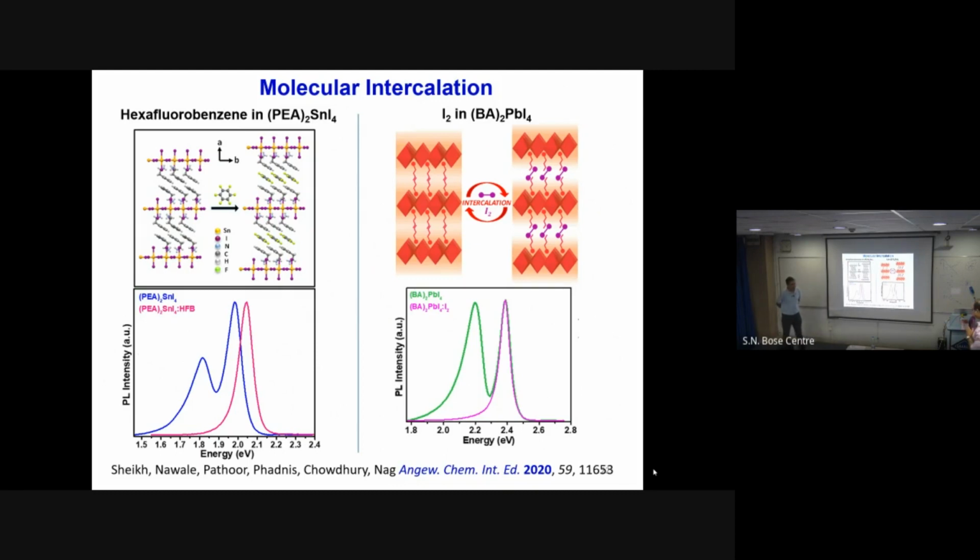Just a question: has anyone tried any other halide, apart from iodide? We ourselves have also studied chloride and bromide. These three are very regularly done: chloride, bromide, iodide. But in general we try to stick more to iodide because of the first reason that I told, I want covalence and the semiconducting property. The more I go from iodide to bromide to chloride, the electronegativity increases and the semiconducting property decreases.